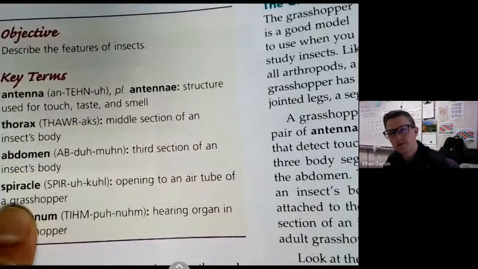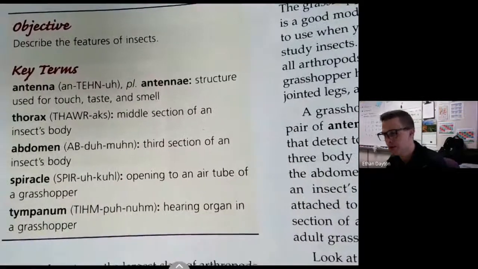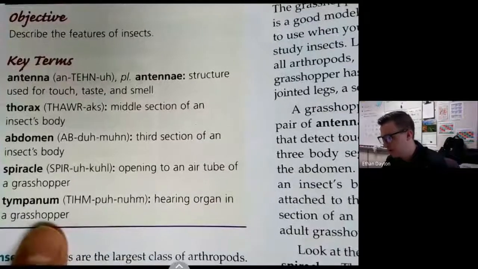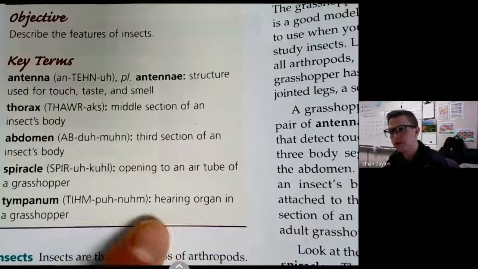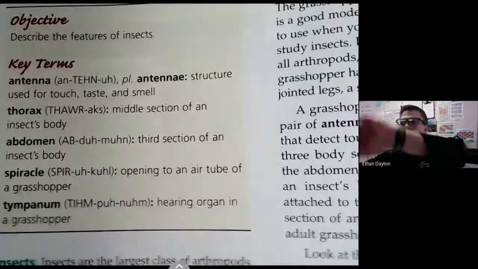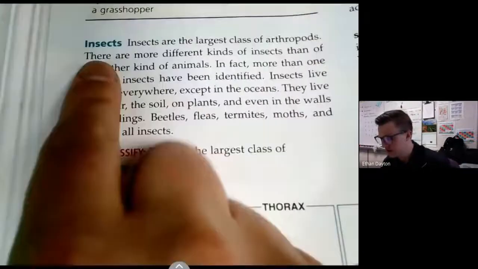Then we have spiracle. Spiracle is an opening to an air tube of a grasshopper. And then finally, we have tympanum. Tympanum is the hearing organ in a grasshopper. Okay. First section is titled Insects.